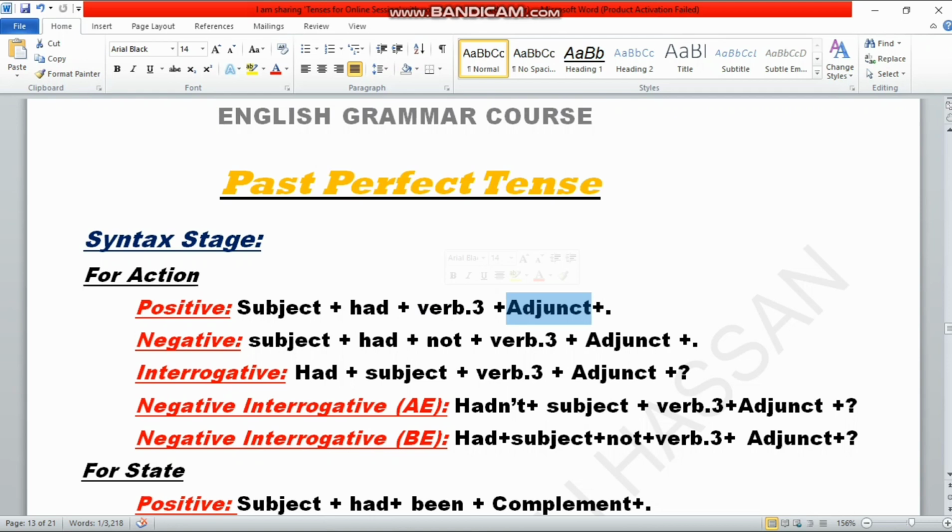Adjunct means the optional part of the sentence. If it is added in the sentence, it will provide you extra or additional information. But if it is not a part of the sentence, the sentence still does not lose its meaning, right?